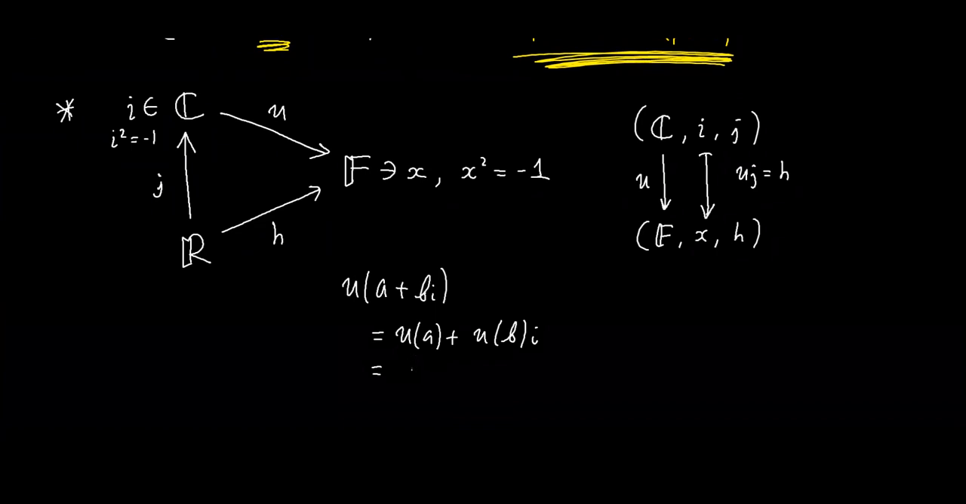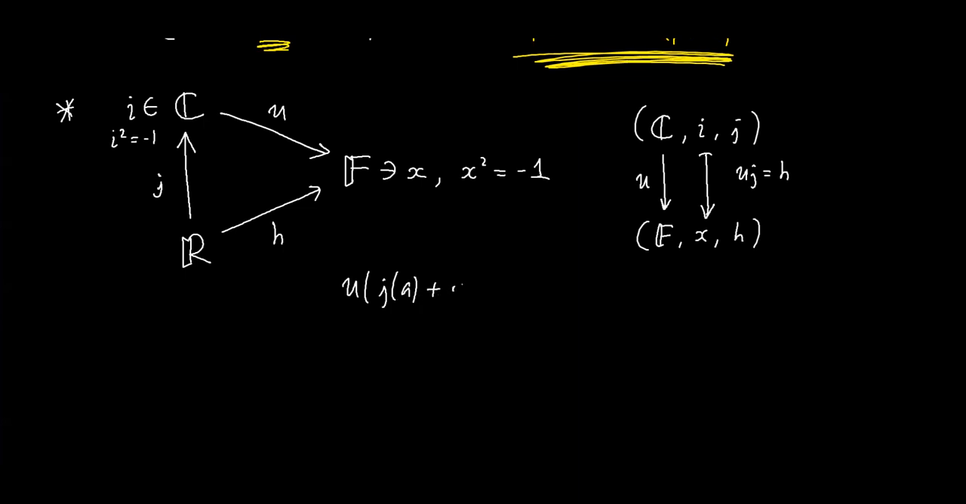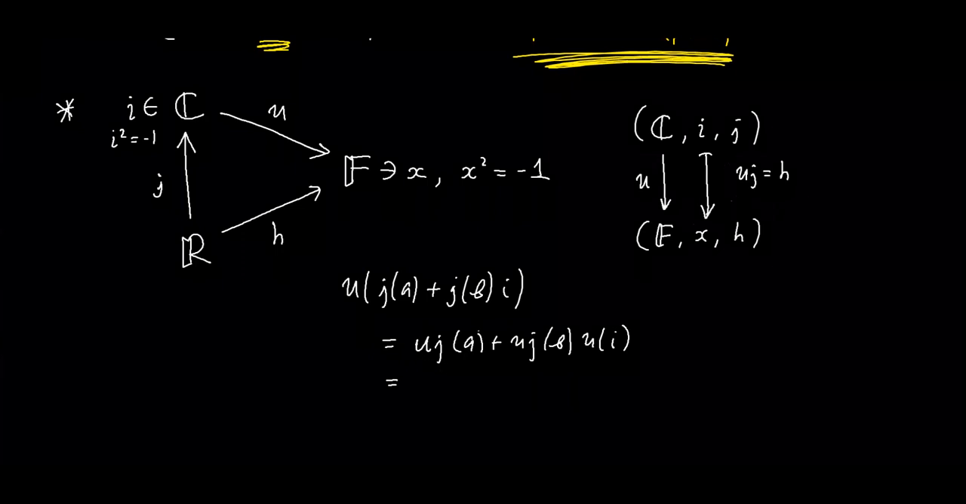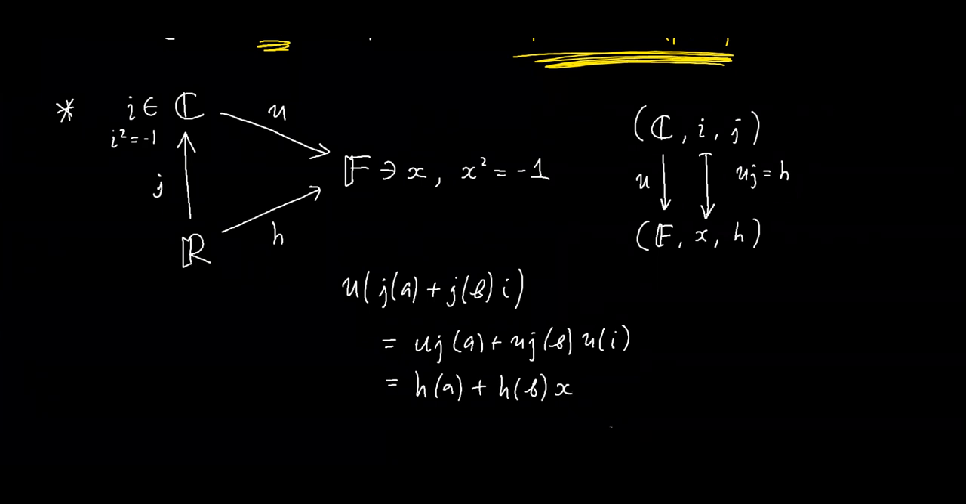So maybe that's how I should have written this thing. J of A plus J of B times I, and then we get UJ of A plus UJ of B times U of I, but U of I, we forced it to be equal to X. I'm trying to see if I have the complex number system, whether I can build such a U or not. And if my U needs to satisfy the requirements I put forward here, then UJ must equal H. And so we have H of A, H of B, and then U of I must equal X. So if U exists, it must be defined this way. So at least now I know it's unique.